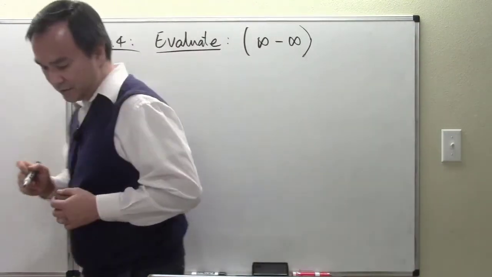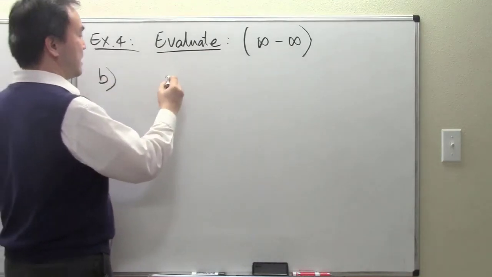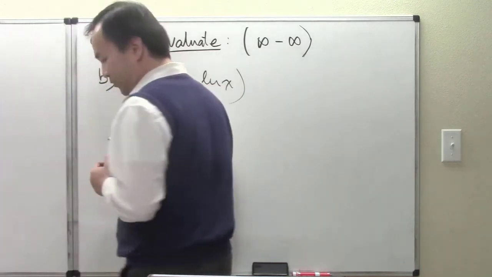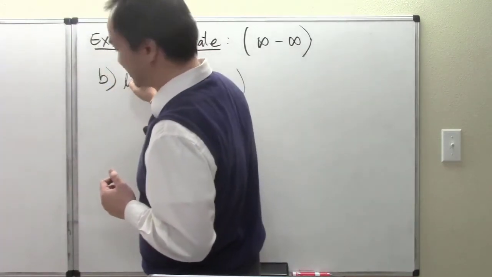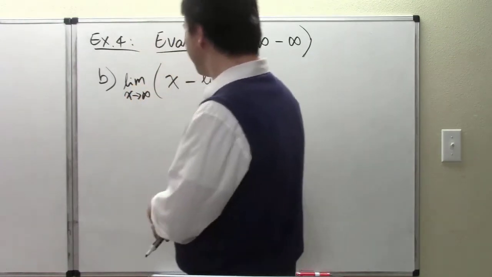So what about part B? We are looking at x minus natural log of x, and we are taking the limit as x approaches positive infinity again.